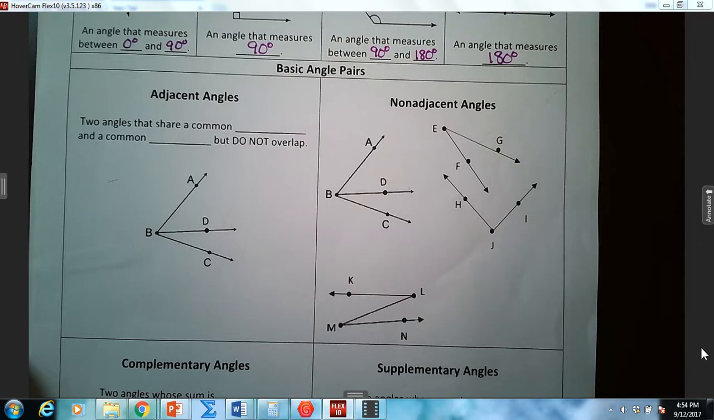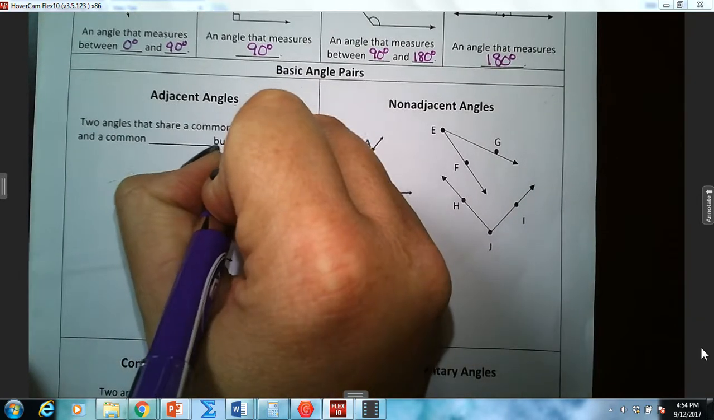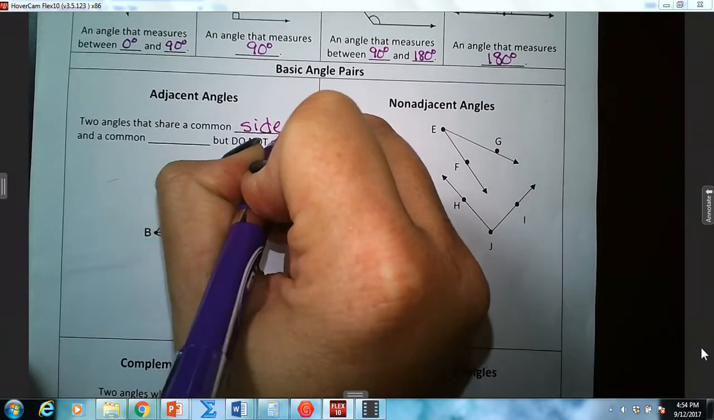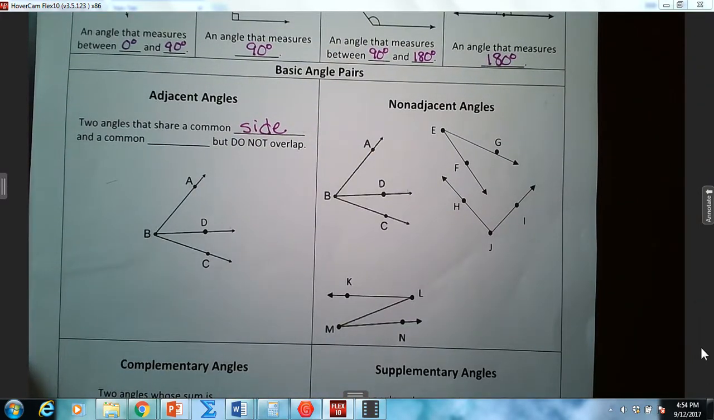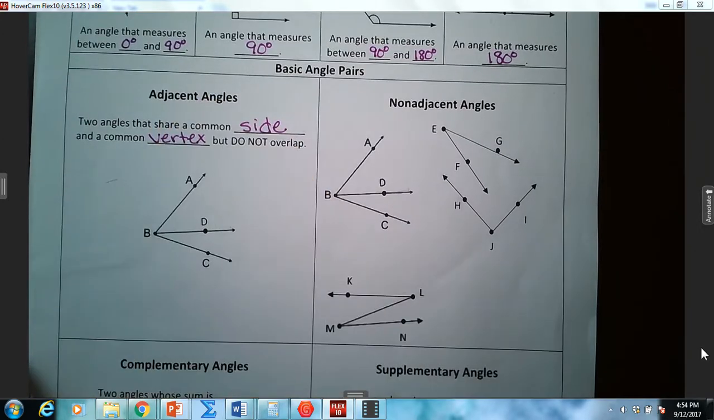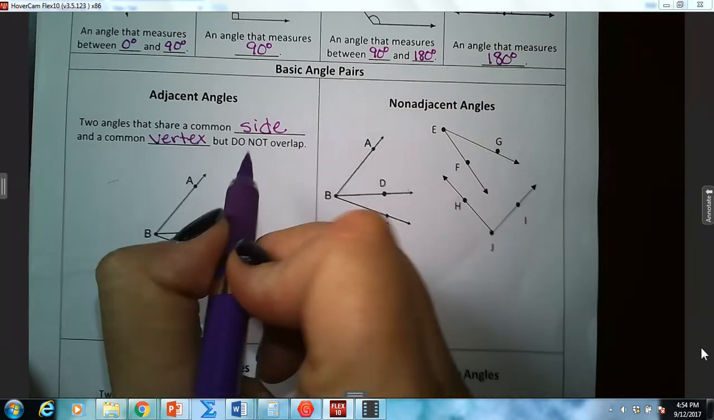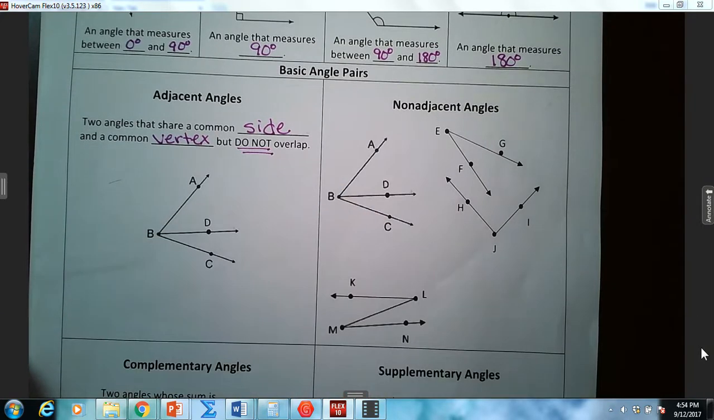So adjacent angles are two angles that share a common side, so that they're side by side, and they also share a common vertex. That's a vocab word we learned last video. And with this common side and common vertex, they do not overlap. They do not overlap. So let's take a look at this example here.